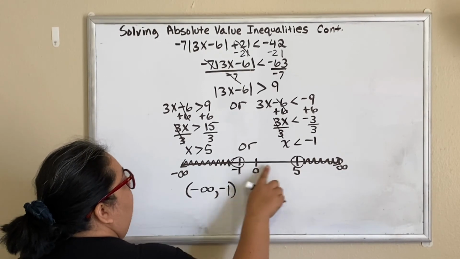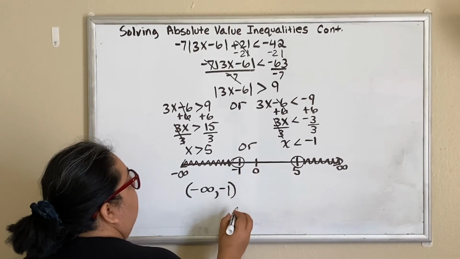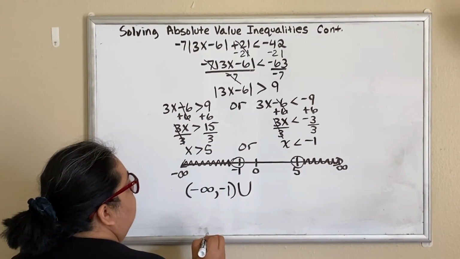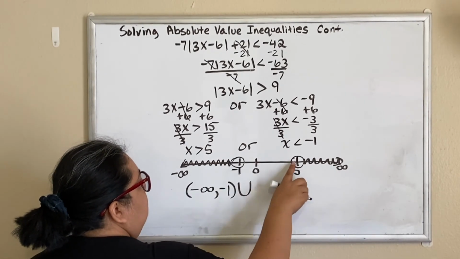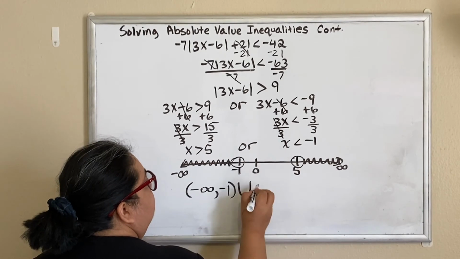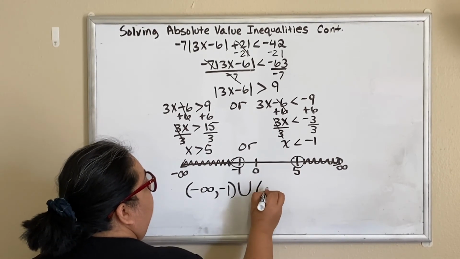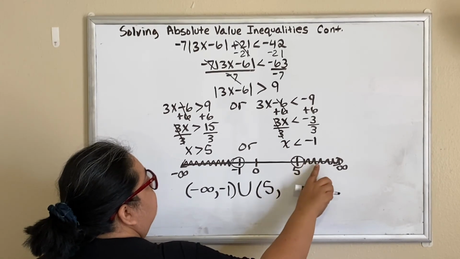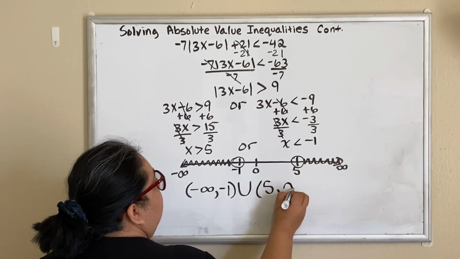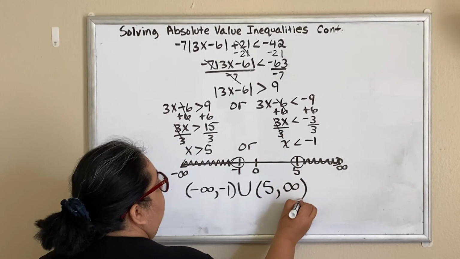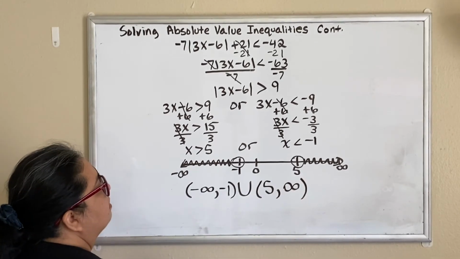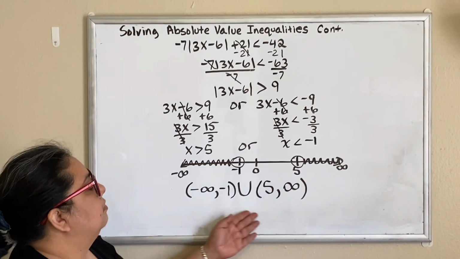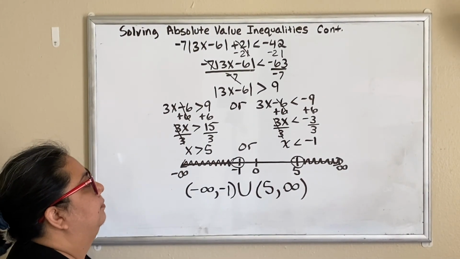Then we have a break. This blank area represents a union. So I'm going to put a U for union. And then I start again at 5. 5 is open, so we're going to use a parentheses and start at 5. Comma, we shade until we get to infinity, and then we close it with a parentheses because infinity always has parentheses. And this is our solution to example 2.